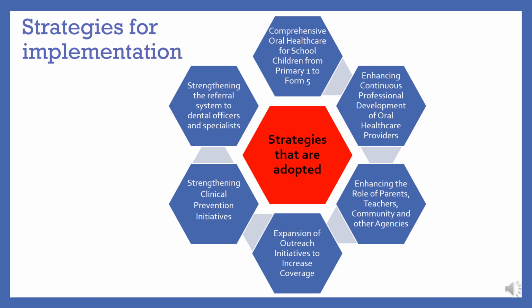Now, strategies for implementation under the school dental service. Several strategies are adopted. Number one, as we already know, is the comprehensive oral health care for school children, which covers from primary 1 to form 5. And strengthening the referral system to dental officers and specialists, strengthening the clinical prevention initiatives, expansion of outreach initiatives to increase coverage, enhancing the role of parents, teachers, community, and other agencies, enhancing continuous professional development of oral health care providers.